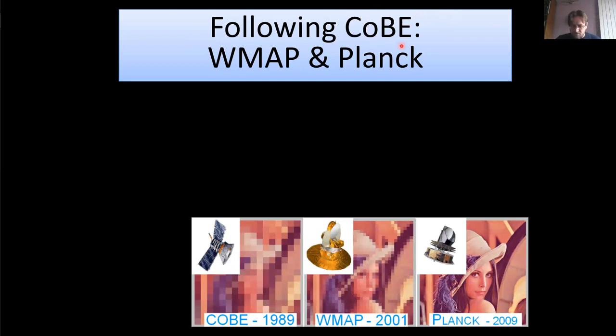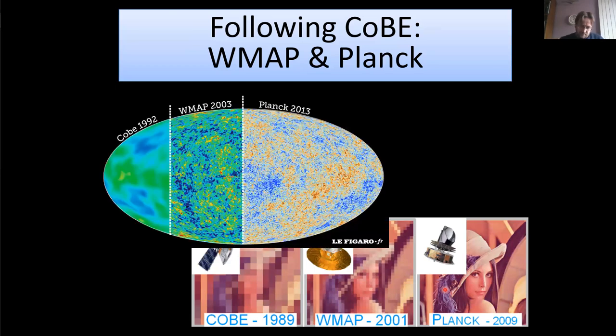Obviously there is the evolution of satellites and the evolution of resolution. And here you see it in terms of freckle size: COBE, WMAP, and then Planck. Really nice, down to very small scales. And now we could associate that what you see here is basically the cosmos around us, sliced open and made flat.